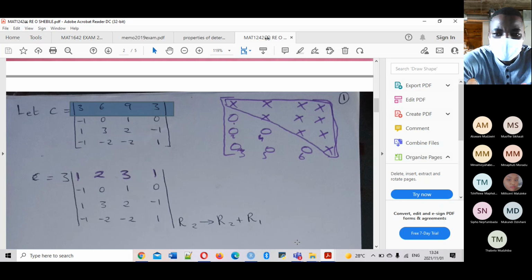Yes. Okay. Now, when we take out the common factor, we're going to get that our matrix is 3 into, 3 divided by 3 is 1, 6 divided by 3 is 2, 9 divided by 3, 3 divided by 3. You get this. So the other elements that are inside the matrix, you write them the way they are.